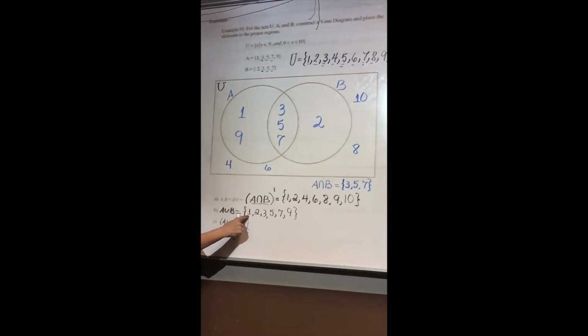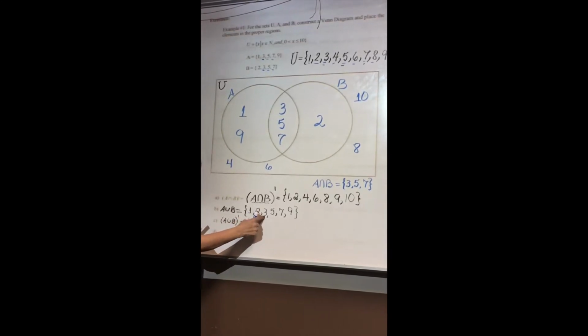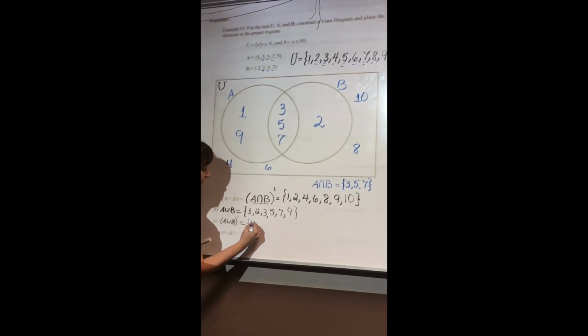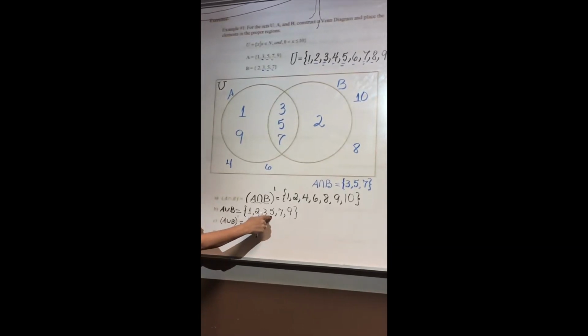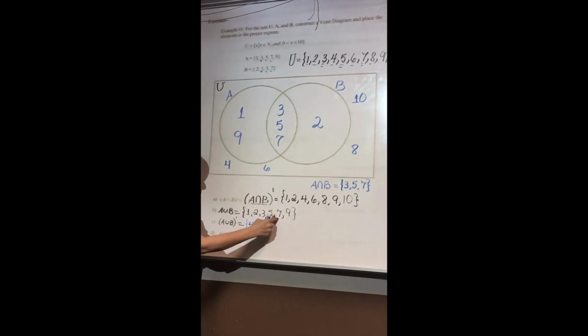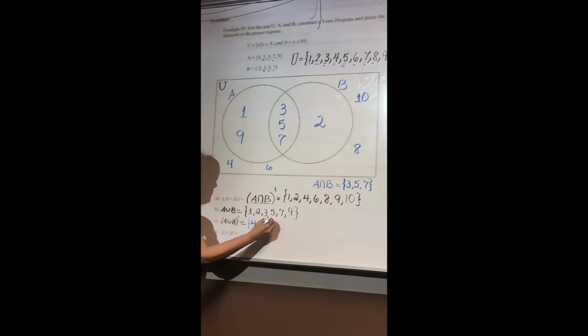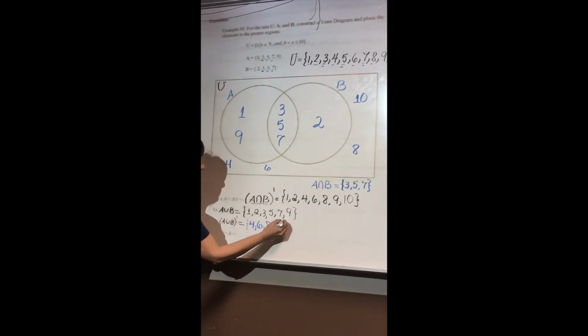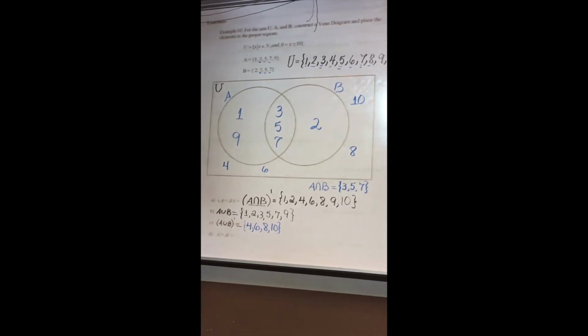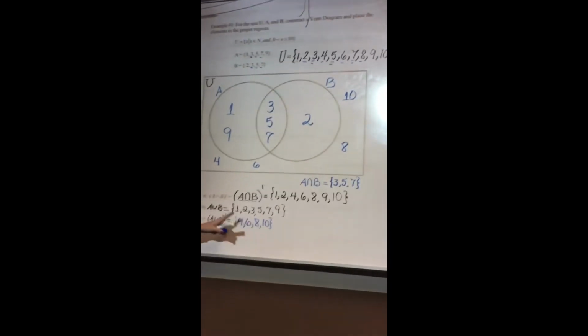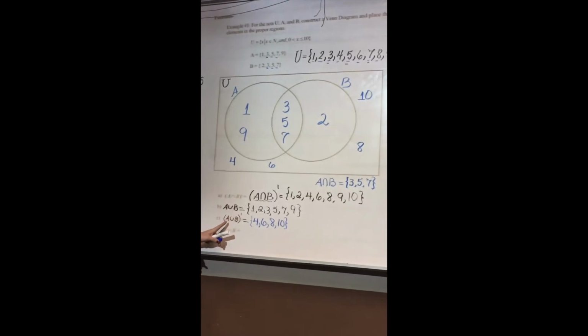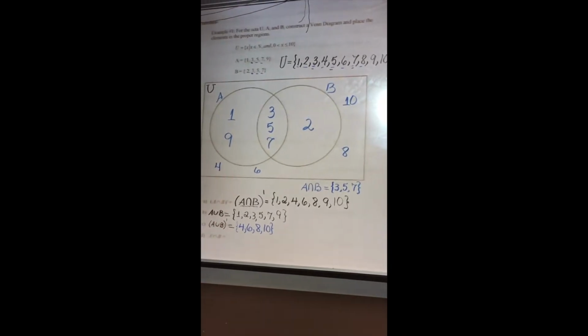So 1 is already here, so not 1. 2 is already here, so not 2. 3 is already here, so not 3. 4 is not there, so 4 goes in here. 5 is already here, so not 5. 6, 7 is already here, so not 7. 8, 9 is already here, so not 9. And then 10. That's it. Those are the elements that are not in A union B.